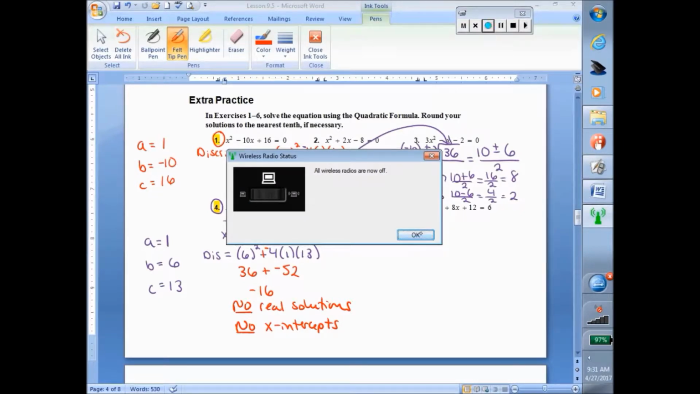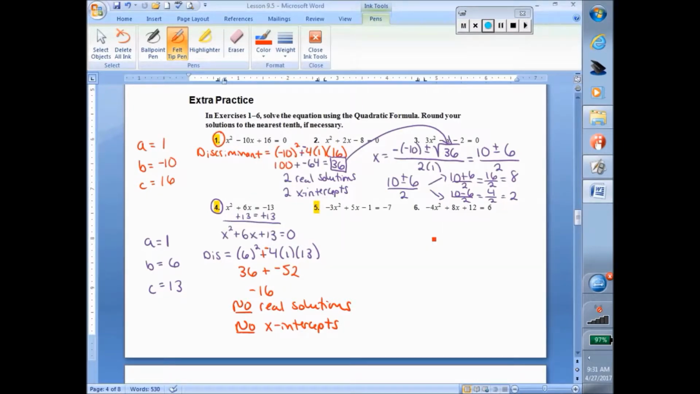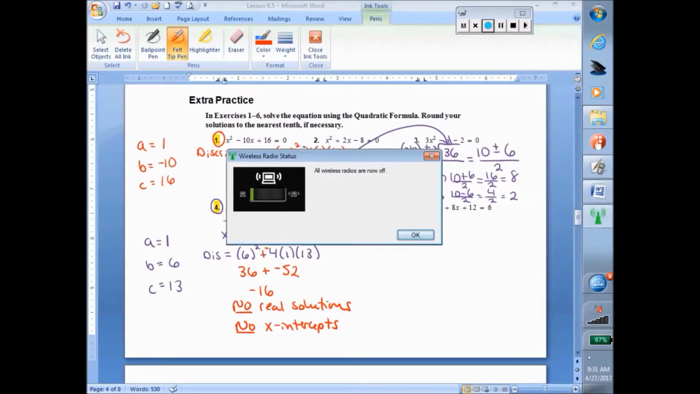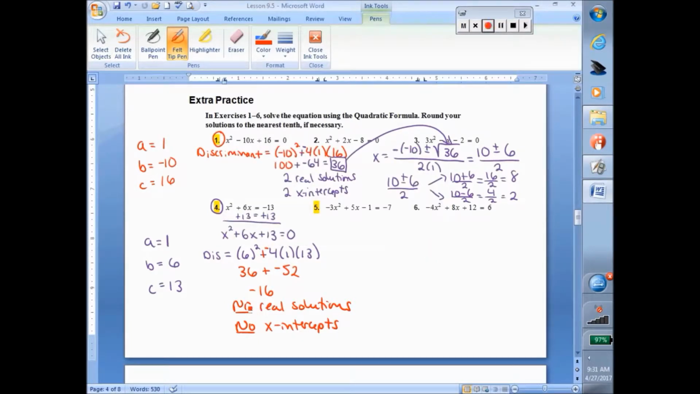Now I know you might be thinking, okay, Miss Galley, so let's go ahead and move on and do that quadratic formula. Well, if we come up with no real solutions, we don't have to do the quadratic formula. So here's where the discriminant can save you some time. I'm finished at this point.